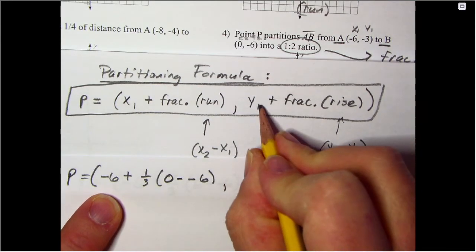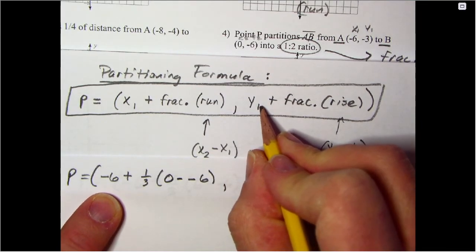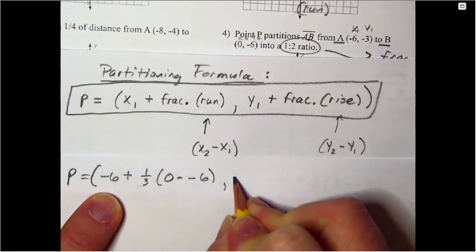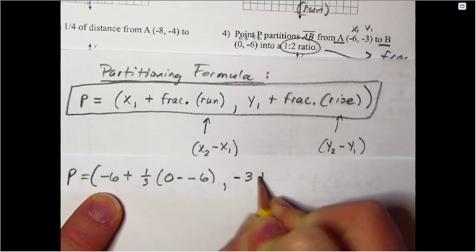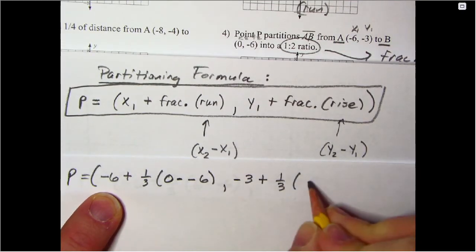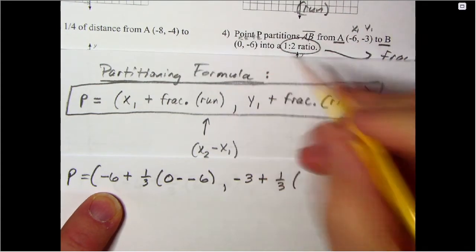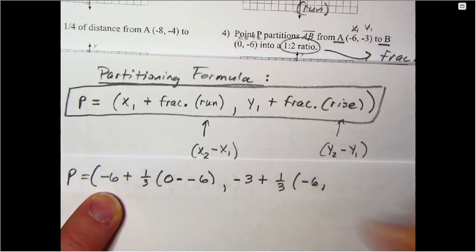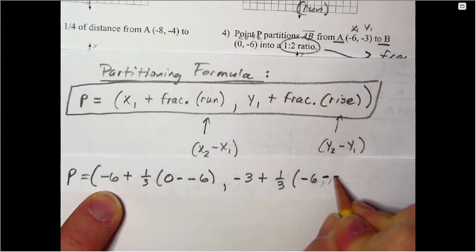Then I go back to the point that I'm starting from. Keep in mind, that's very important. You recognize what point we're starting from. I'm going to start at -3 and add 1/3 of the rise. Well, the rise is y2, which is -6, minus y1, which is -3. So it's -6 minus a -3.